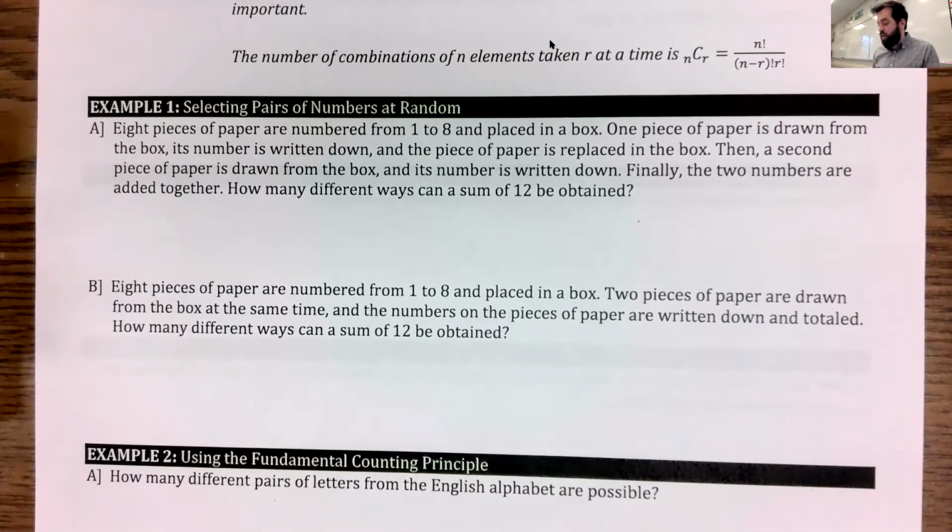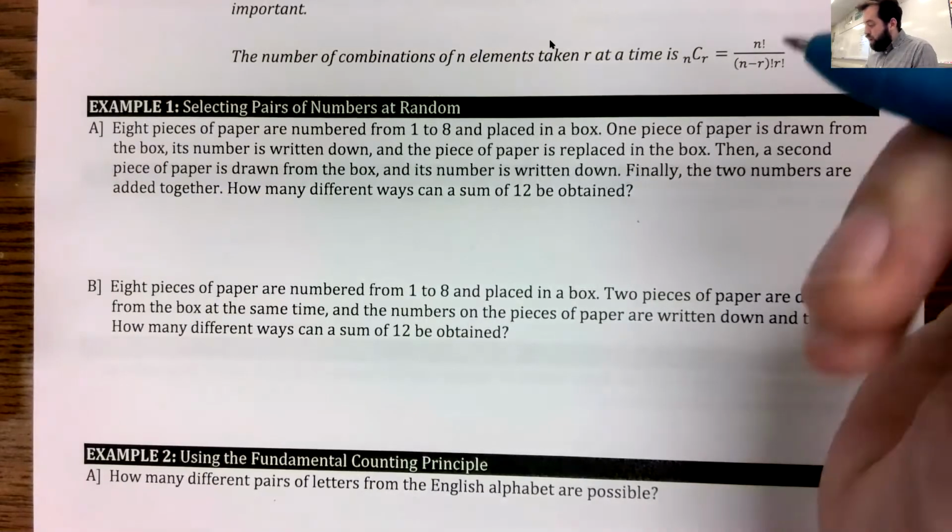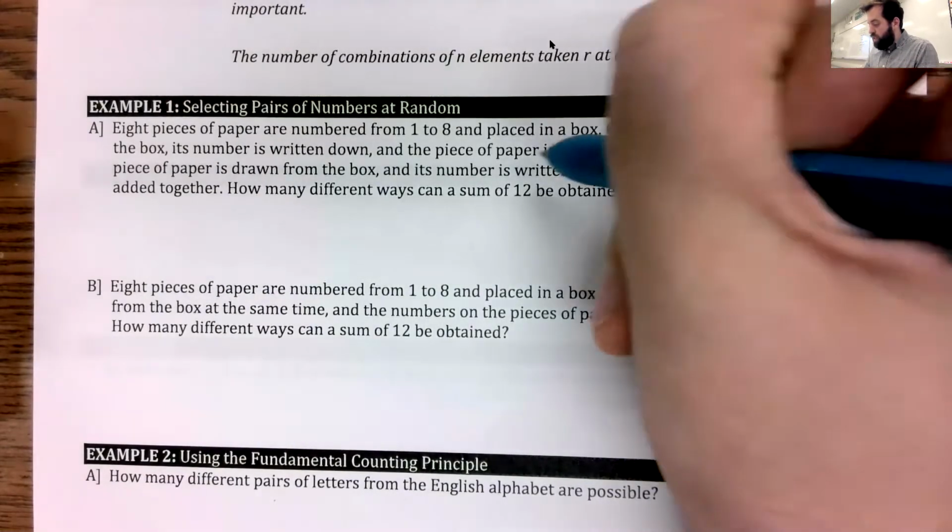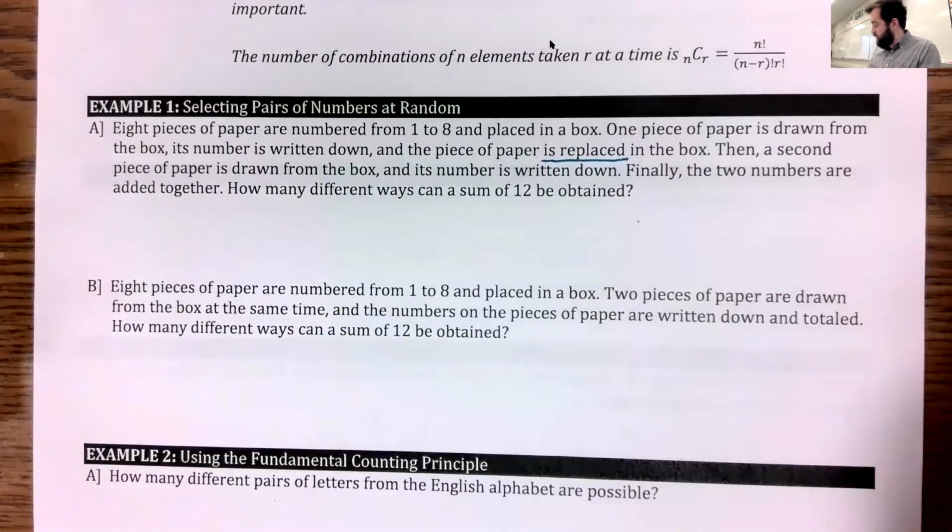So here we go. Here's letter A. 8 pieces of paper are numbered from 1 to 8 and placed in a box. One piece of paper is drawn from the box, its number is written down, and the piece of paper is replaced in the box. Then a second piece of paper is drawn from the box and its number is written down. Finally, the two numbers are added together. How many different ways can a sum of 12 be obtained? Okay, so what's important to note here is that the piece of paper is replaced. So that's what we want to focus on.